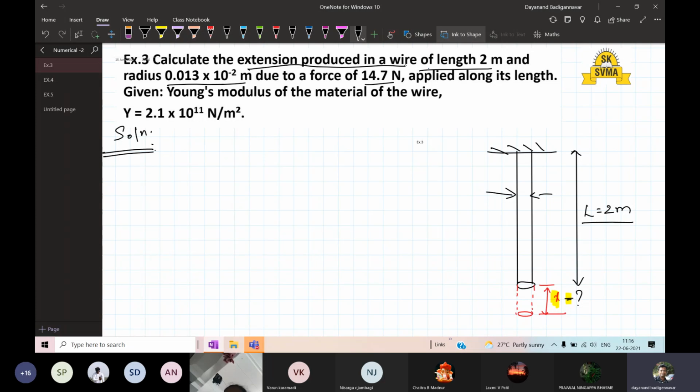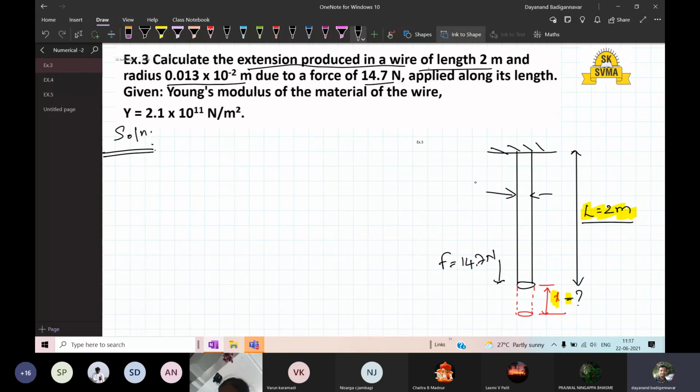How much is the wire length? It is 2 meter. Due to a force of 14.7 Newton, that means a force is applied. How much is the force? It is 14.7 Newton. So it may be a mass or physically pull it.